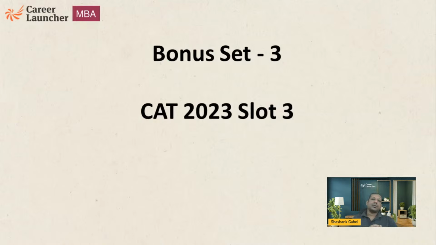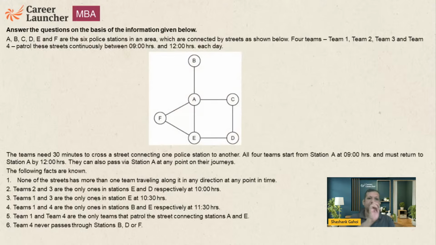Start the next set. Bonus set 3, CAT 2023, slot 3. A, B, C, D, E, and F are 6 police stations in the area which are connected by streets as shown below. T1, T2, T3, T4. There are 4 teams that patrol these streets continuously from 9 to 12 each day. The teams need 30 minutes to cross a street connecting one police station to another. The 4 teams start from station A at 9 and return to station A by 12. They can also pass via station A at any point of time.